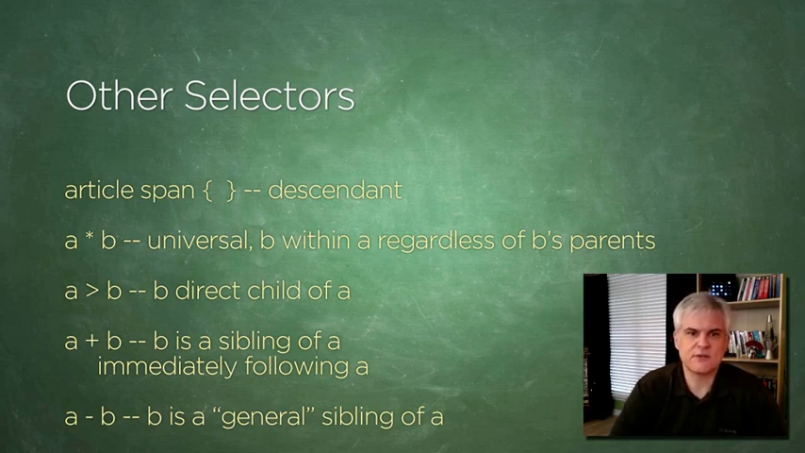And there's also adjacent siblings and just siblings in general. And there's tons and tons of other selectors. You really need a reference of some sort, maybe a wall poster or a little cheat sheet card or something, especially as you're learning them.